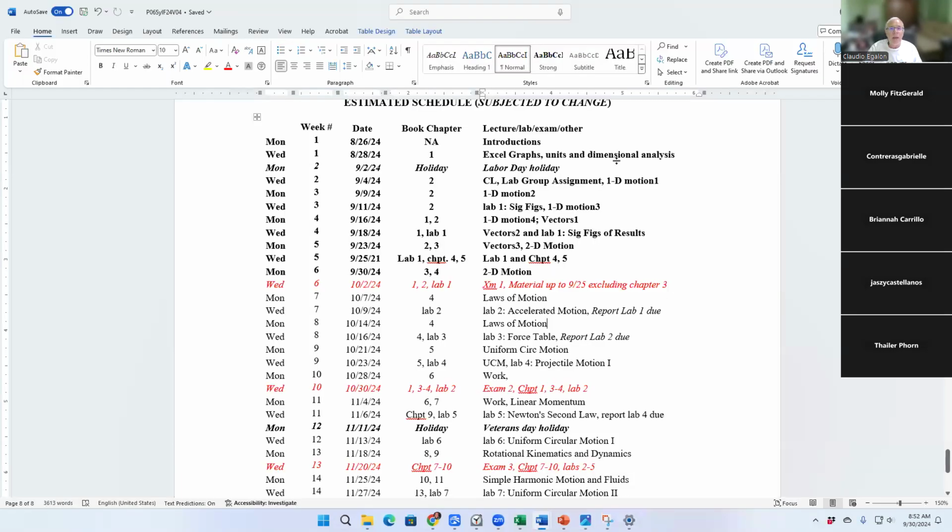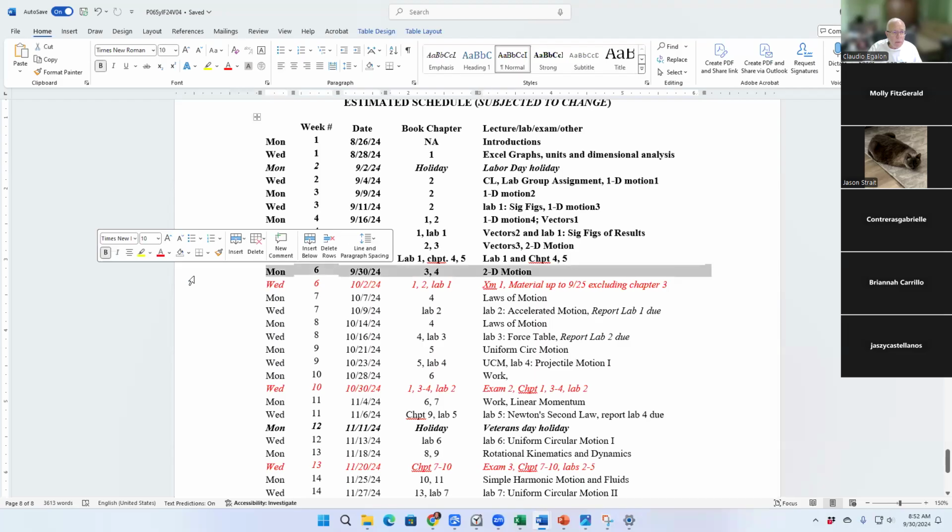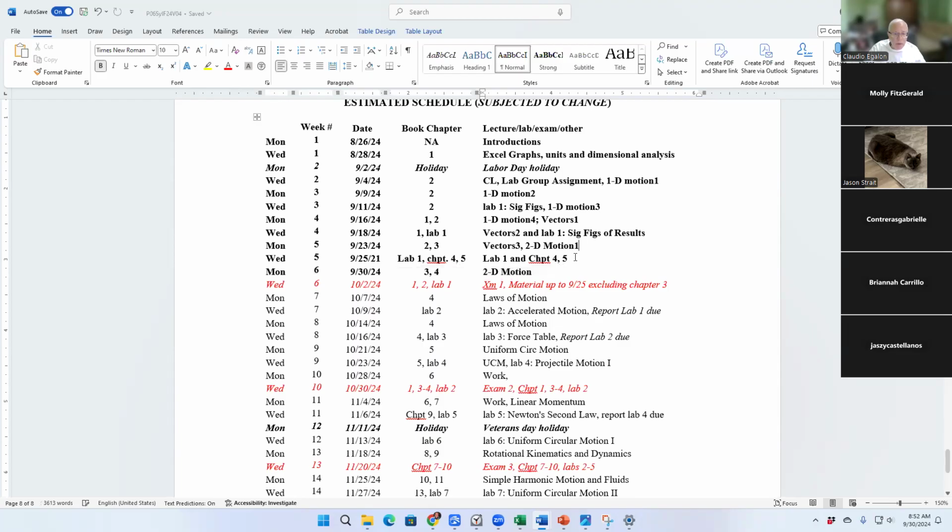Let's take a look at our schedule here, how we're doing, right? So Monday, we'll continue on 2D motion. We start the 2D motion here, and that's going to be the second time that we talk about 2D motion. And Wednesday is going to be our exam, our first exam, the day after tomorrow.